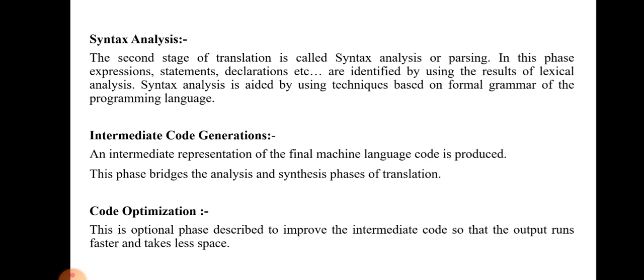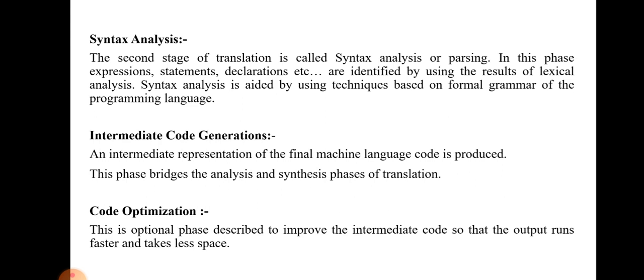So the fourth phase is intermediate code generation, which is mainly used to produce intermediate code or 3-address code. The intermediate code is produced by using temporary variables. The intermediate code generator takes the syntax tree as input and produces 3-address code as output. 3-address code can be generated by using temporary variables.